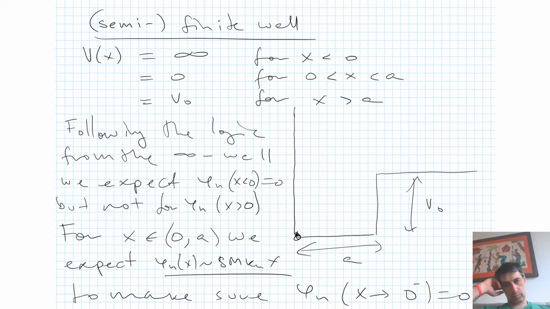Now let's move on to a more interesting example, and that's the semi-infinite well. So we will keep the left side of this well infinite, so particles never leak into that, but now we'll bring the right side of the well from infinity to a finite number, V0.